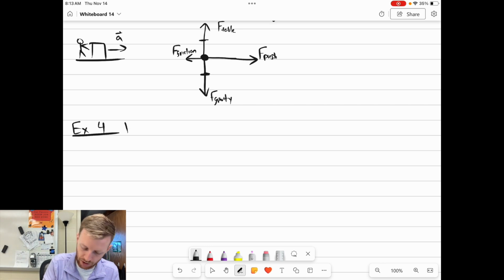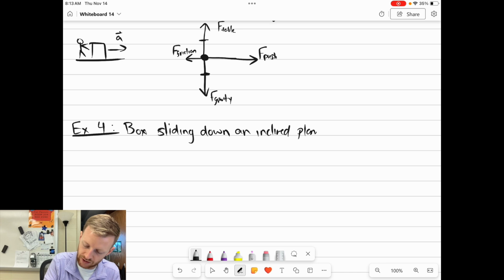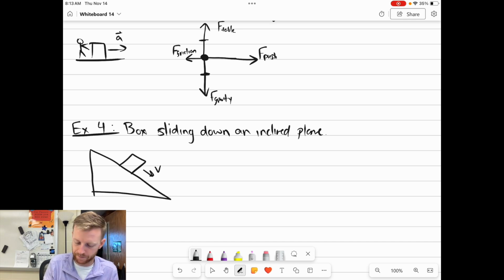Last one. We have a box sliding down an inclined plane. That's just a fancy word for a ramp. Again, it's going that way. So we're just going to draw the forces here because we'll see that it looks different. And we'll say constant velocity.